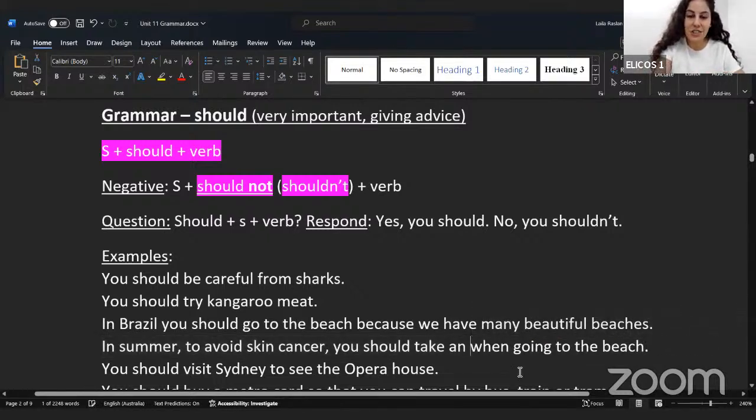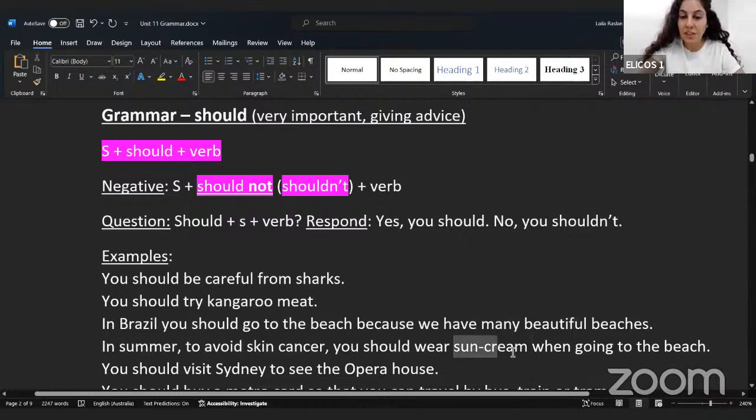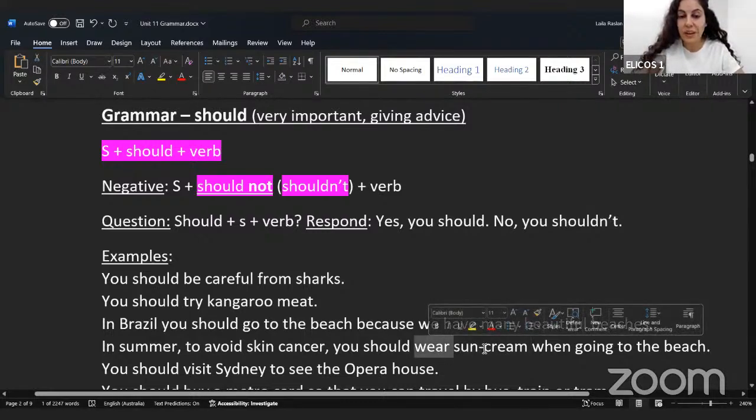Okay, or you should wear, you remember we looked at this word, sunscreen. Okay, so that's a cream that you put on your body and it will protect you from the sun. So you should wear, we say wear sunscreen. Or you could say you should put on sunscreen. But this is very common. You should wear sunscreen because it's hot and you need to protect your skin.